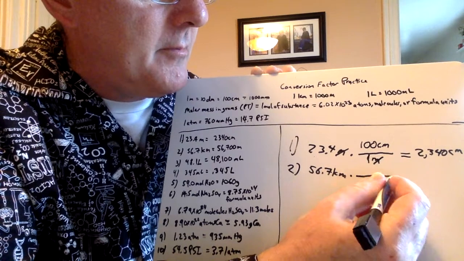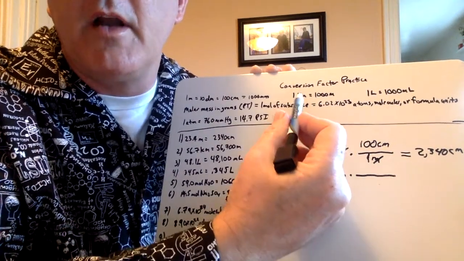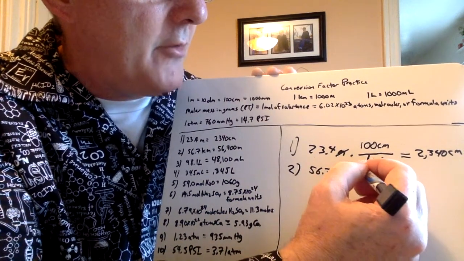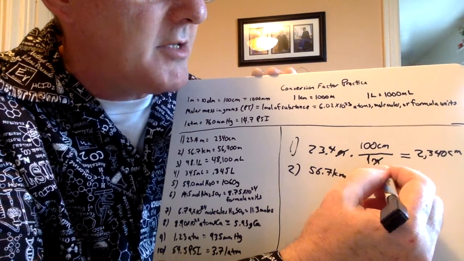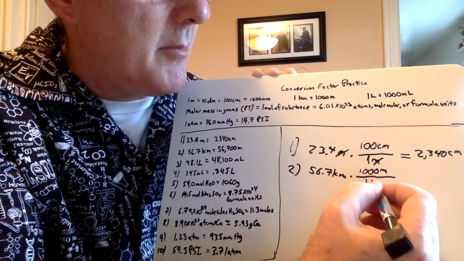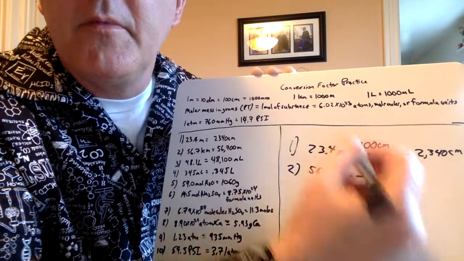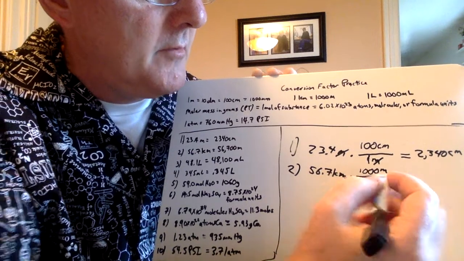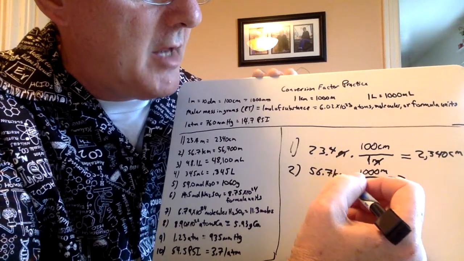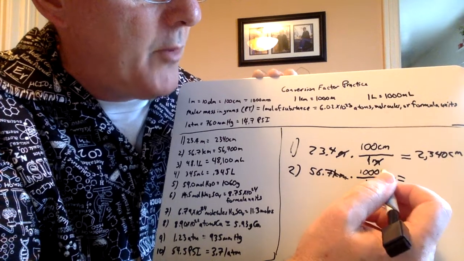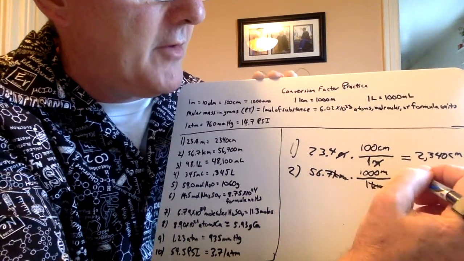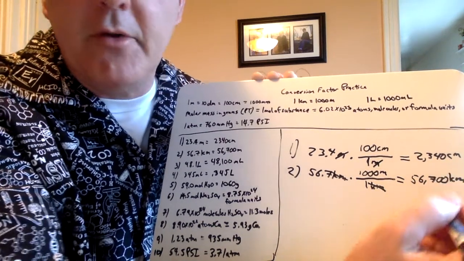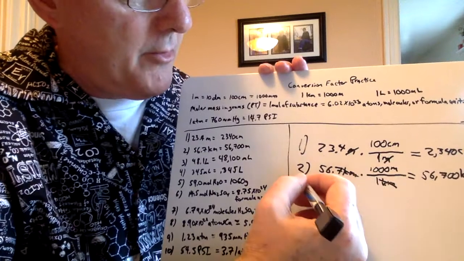Multiplied by, up here I see that 1 kilometer equals 1,000 meters. So this time the 1,000 meters goes on top because I'm trying to change to meters. 1 kilometer goes on bottom. That's our conversion factor. So now the kilometers cancel. 56.7 kilometers times 1,000 meters over 1 kilometer gives me 56,700 meters.